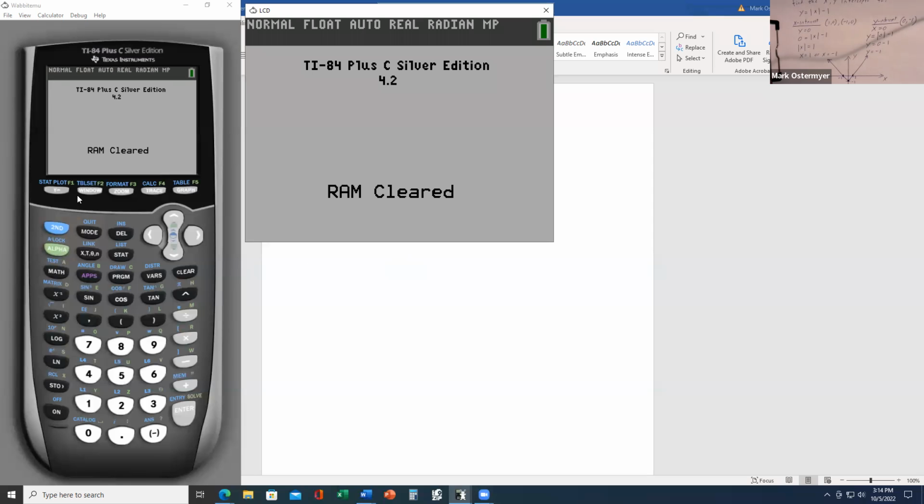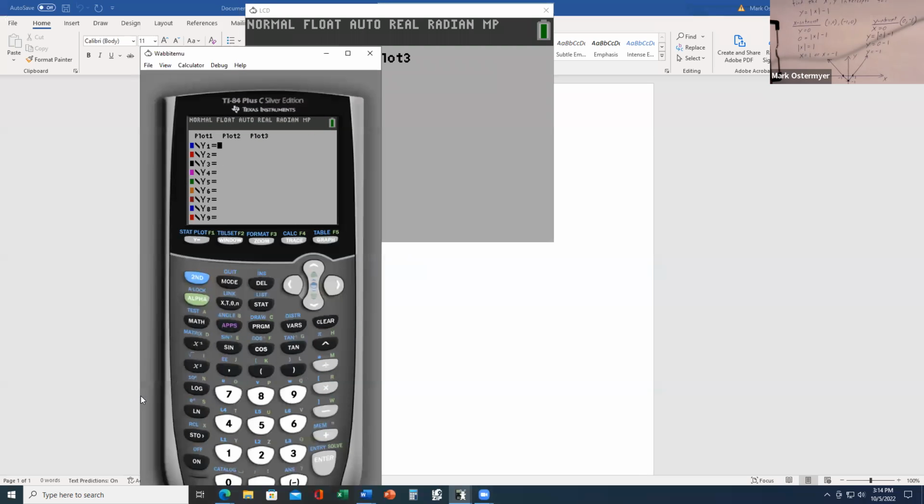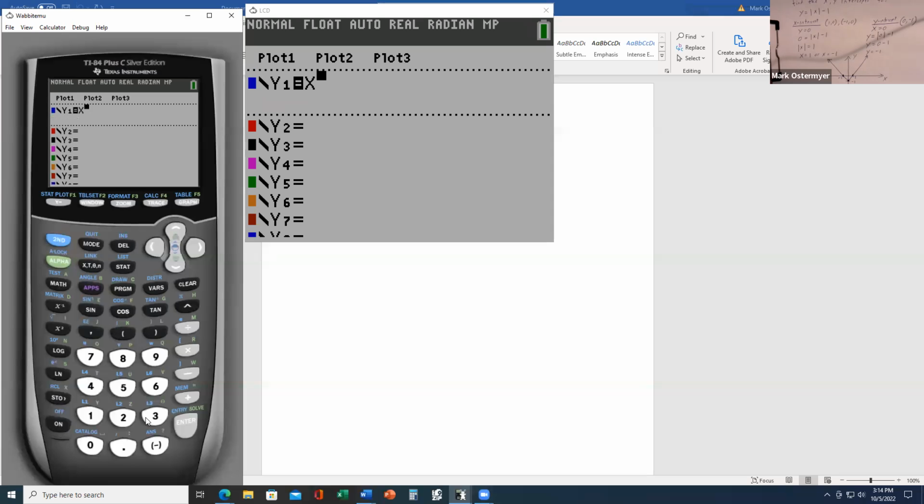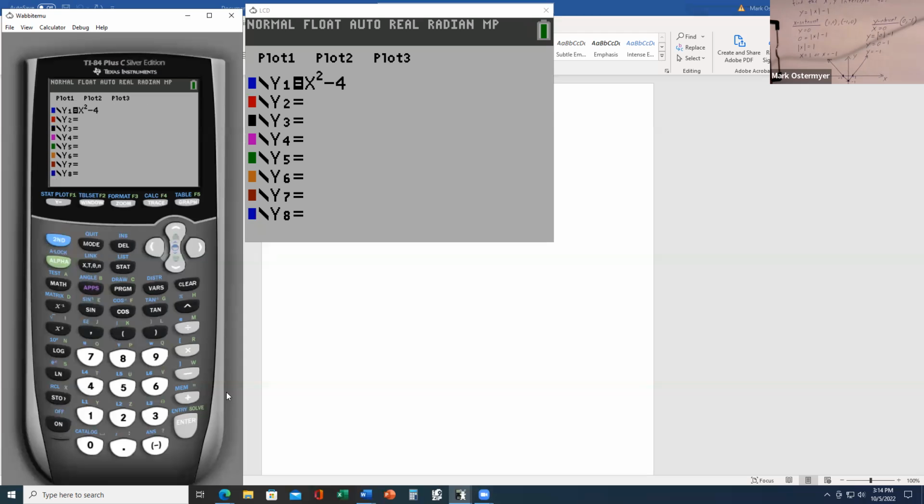All right. You hit your y equals button to type in the equation you wish to graph, and your equation has to be solved for y in terms of x. So if I want to graph y equals x squared minus 4, I would hit my x button right here, square it, raise to the second power, subtract 4. And I should be able to graph this function.